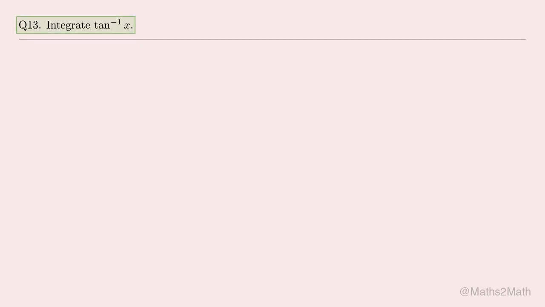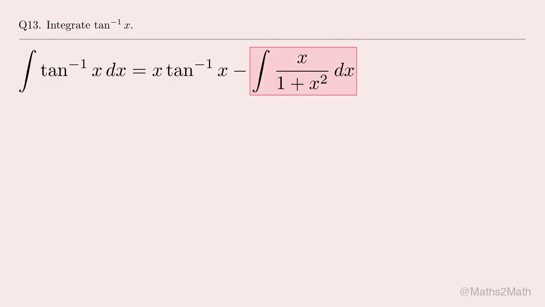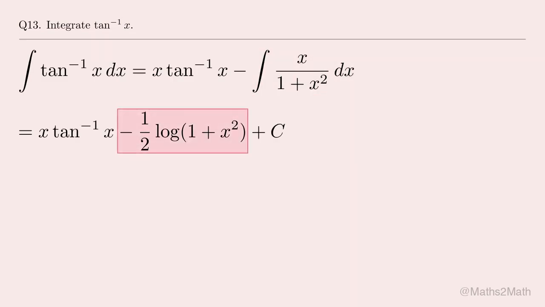Question 13. A lone inverse tangent, pair it with 1. The classic trick, parts with 1 as the second function. The leftover is half a log.